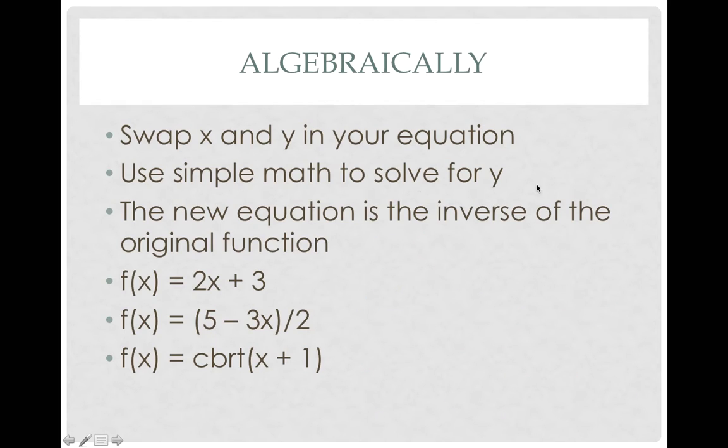What about the cube root? So we get y equals the cube root of x plus 1. Well, swap x and y. In order to undo the cube root, you must cube both sides. So I get x cubed is equal to y plus 1. I need to subtract 1. Therefore, the inverse is x cubed minus 1. That's my inverse function.